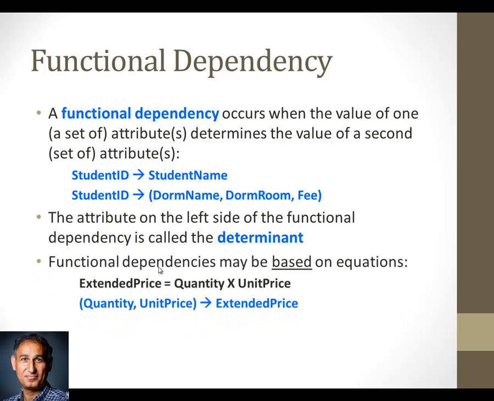For example, with the extended price, that's equal quantity times unit price, then I can consider having the two attributes of quantity and unit price as composite determinant that can determine the extended price. So in this case, the quantity plus the unit price is considered as determinant. And since we are using two attributes, we call it composite determinant.